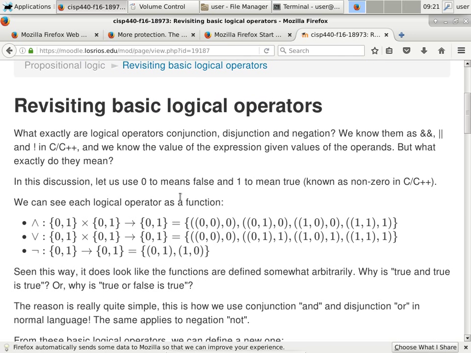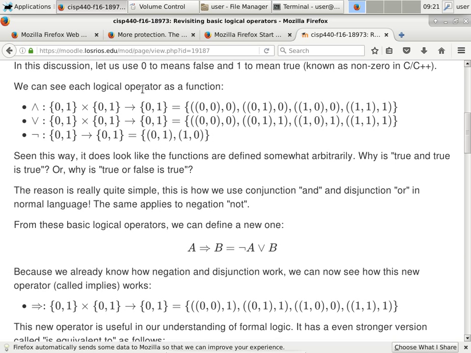This is one part where we quickly revisit operators in logic. I'm going to skip all the words and jump right into the symbols. So this is conjunction. I'm hoping most of the class is now familiar with the conjunction, disjunction, and negation symbols that we use in this class.